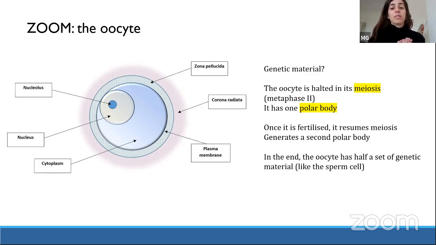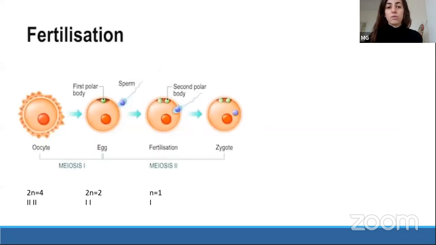So importantly, the oocyte is halted in meiosis in metaphase 2. So it means that it still has full genetic material. It hasn't completed its meiosis yet. And it only has one polar body. We're going to talk more about polar bodies in the next slide. So once it is fertilized, it will resume meiosis and generate a second polar body. And at the end, it has the exact same amount of DNA like the sperm cell, a haploid set of genetic material.